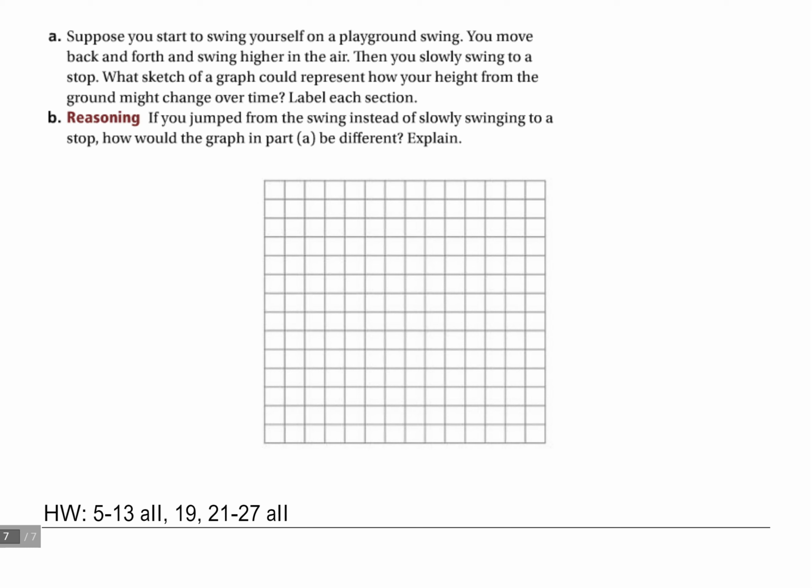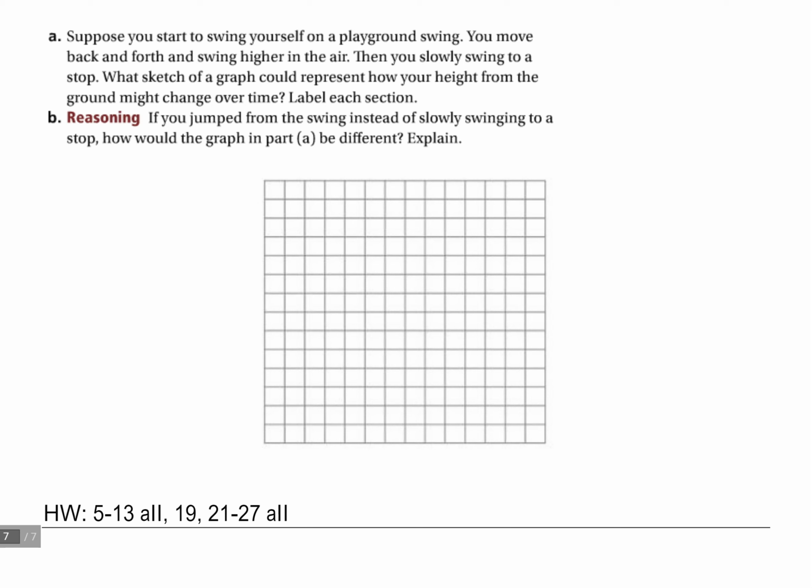Okay. You swing. Then once you get to a certain height, okay, then you stop. You stop trying to go higher and higher, and you just let yourself swing slowly to a stop. I'm sure we've all done that before too. Okay. So now we've got to make a sketch of a graph that could represent how your height from the ground might change over time. Okay. And again, we got to label each section. So what are we going to do?